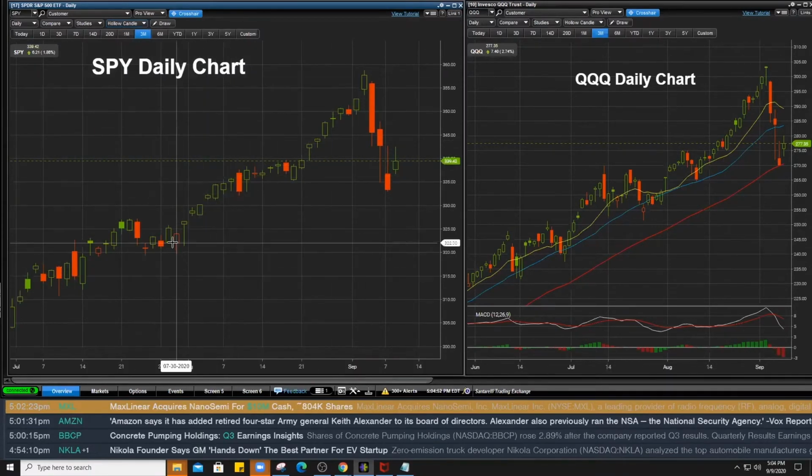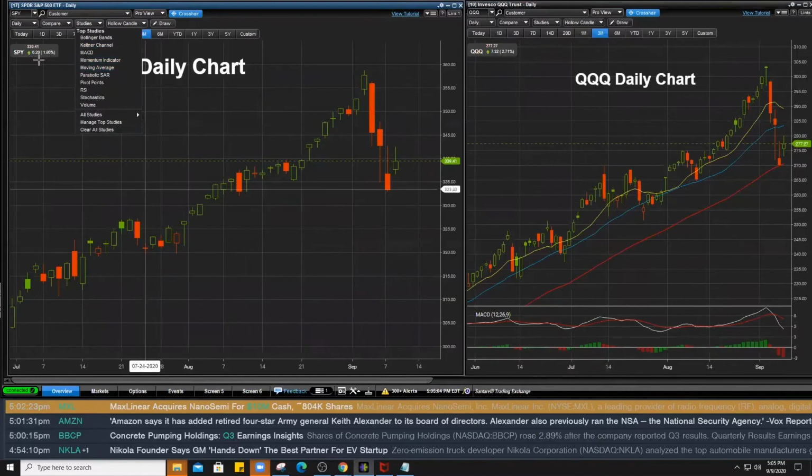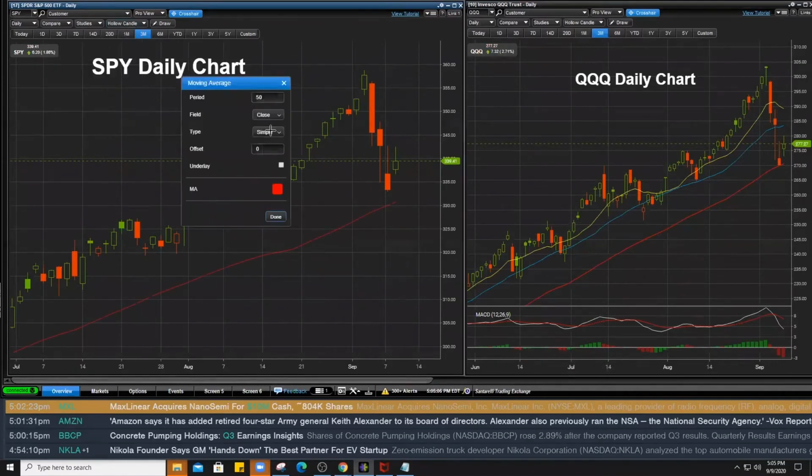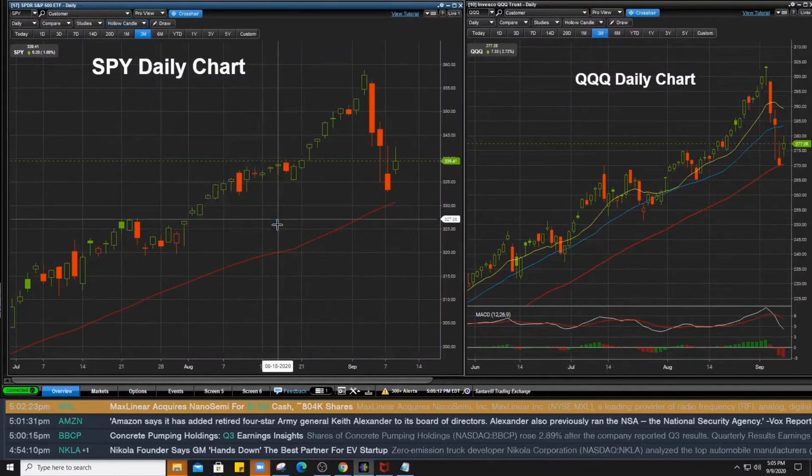Now you see when we got that hollow candle, things are looking a little bit better than a line and things like that, right? So now I want you to go up to your studies, and we're going to add our moving averages. These are going to help us a lot. The first one we're going to do is the 50. That's the standard one that comes up. I always use the 50-day simple moving average as the red one. So there's the red 50 SMA now.